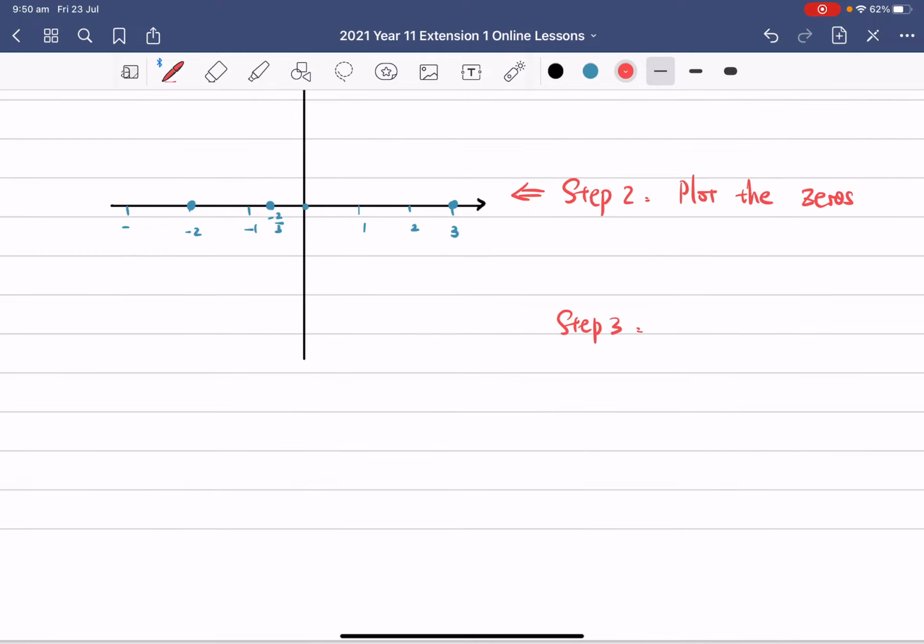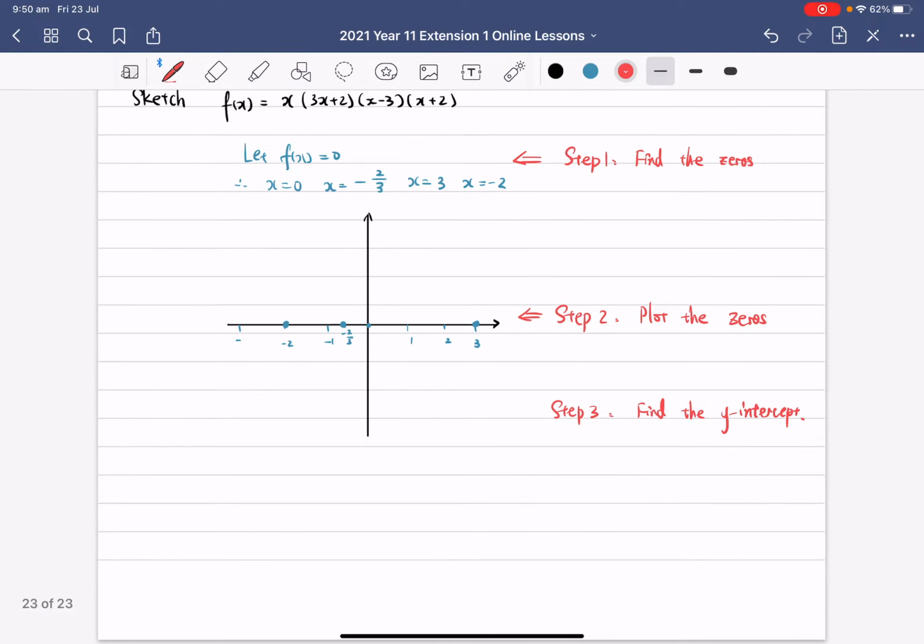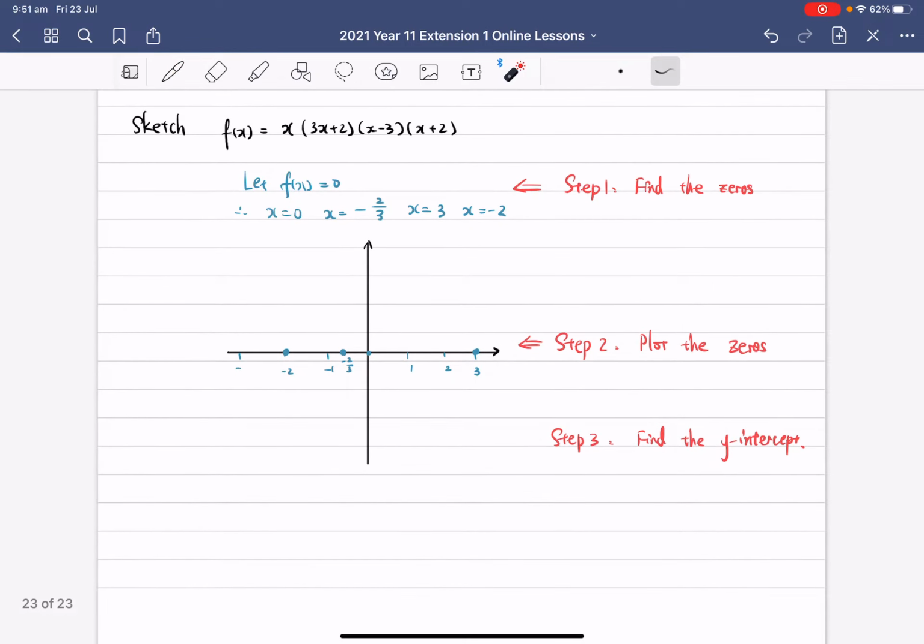Step 3, find the Y-intercept. Obviously, some people prefer to find the Y-intercept as step 4 or 5. That's fine. There is no difference, okay? Now, with this question, the Y-intercept is just this point, because when you substitute 0 inside, it's just equal to 0.